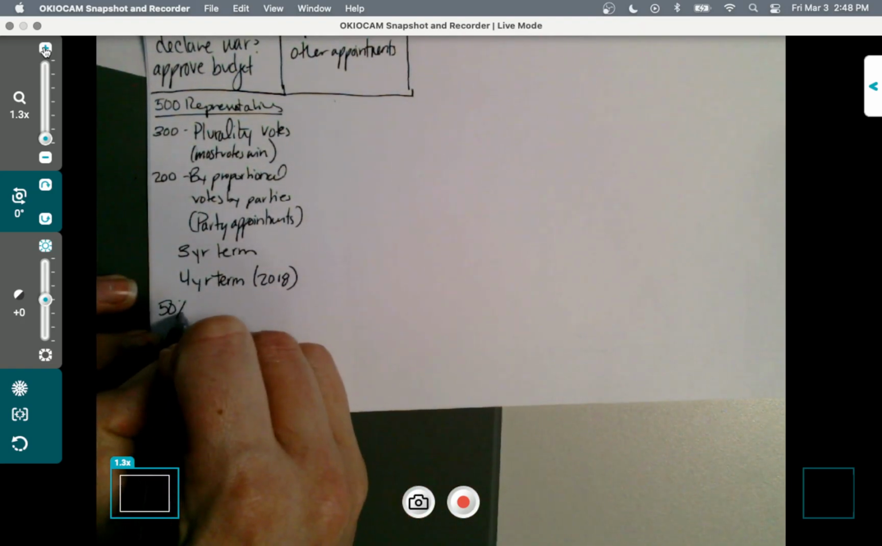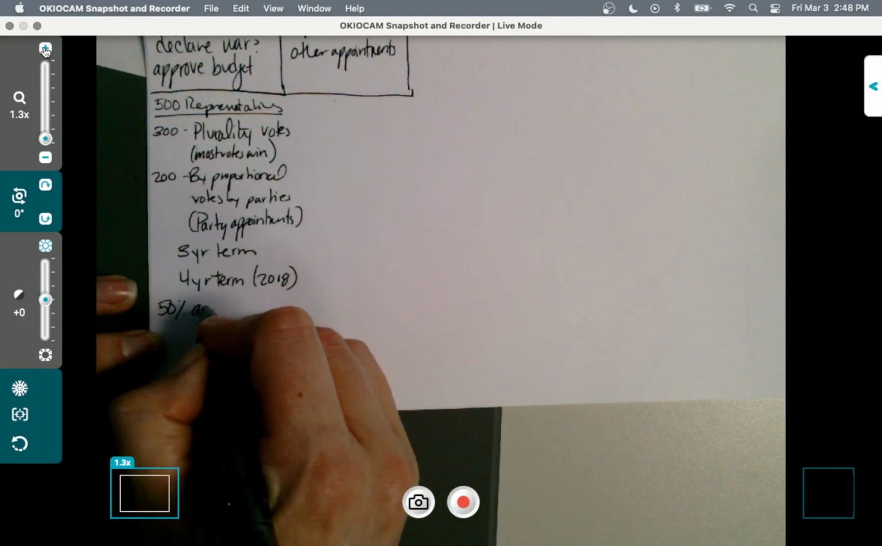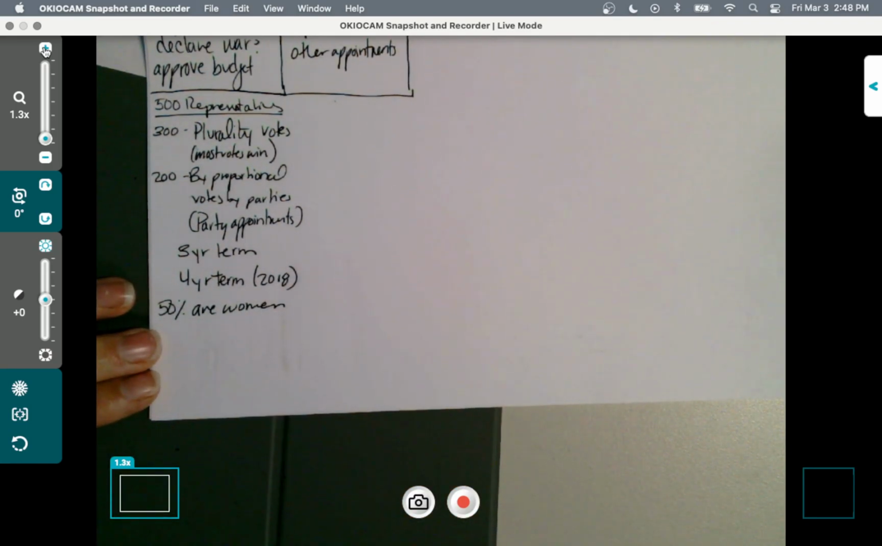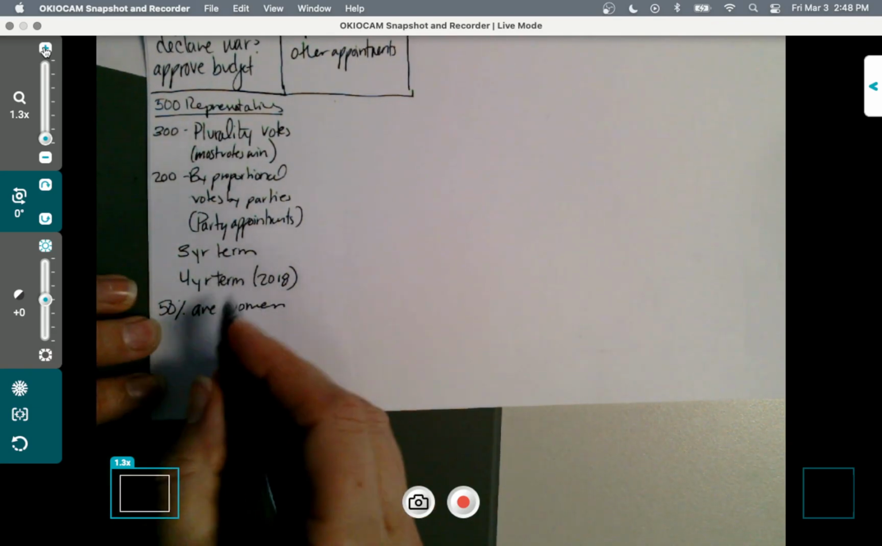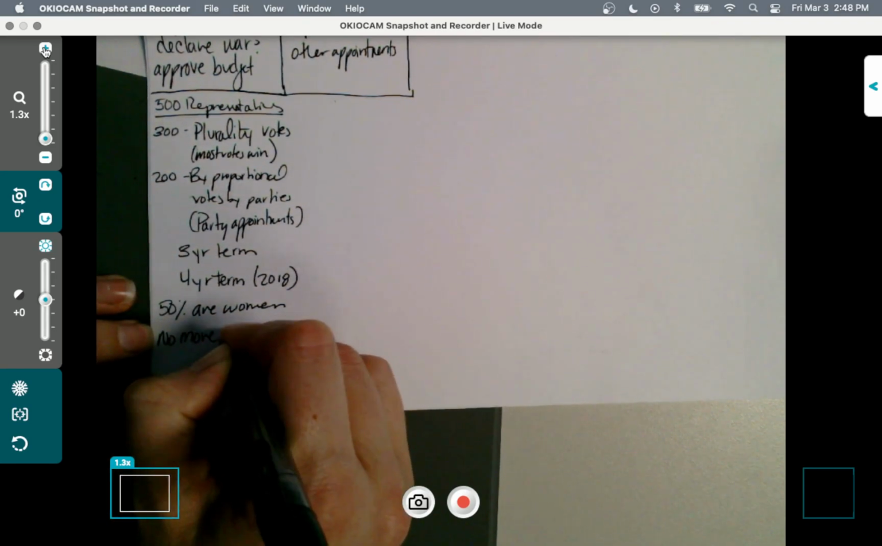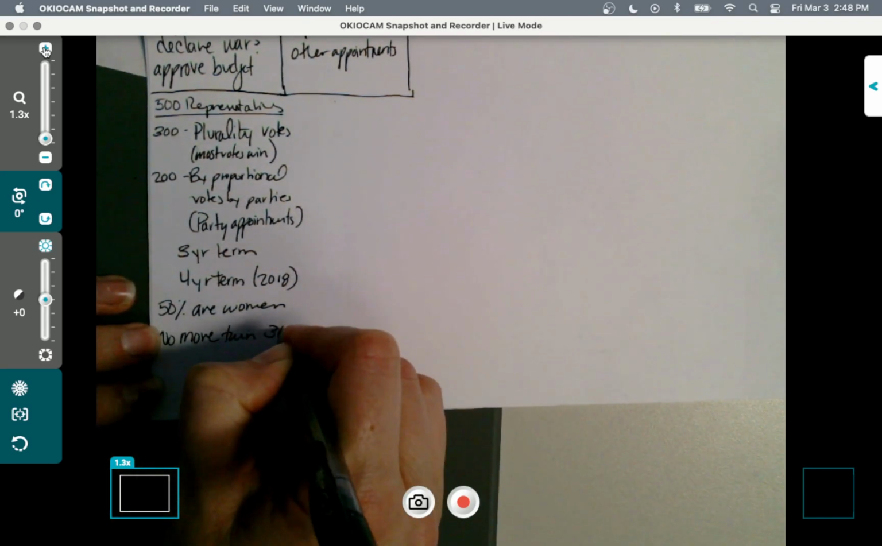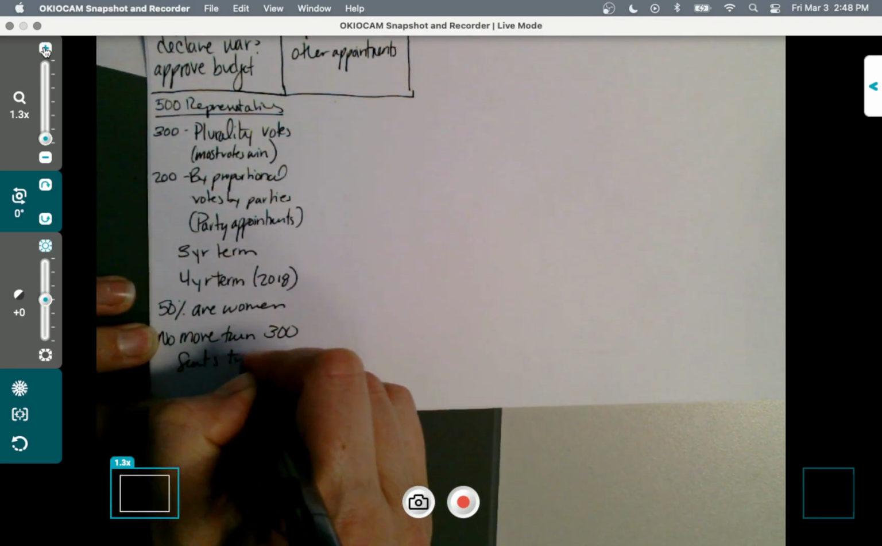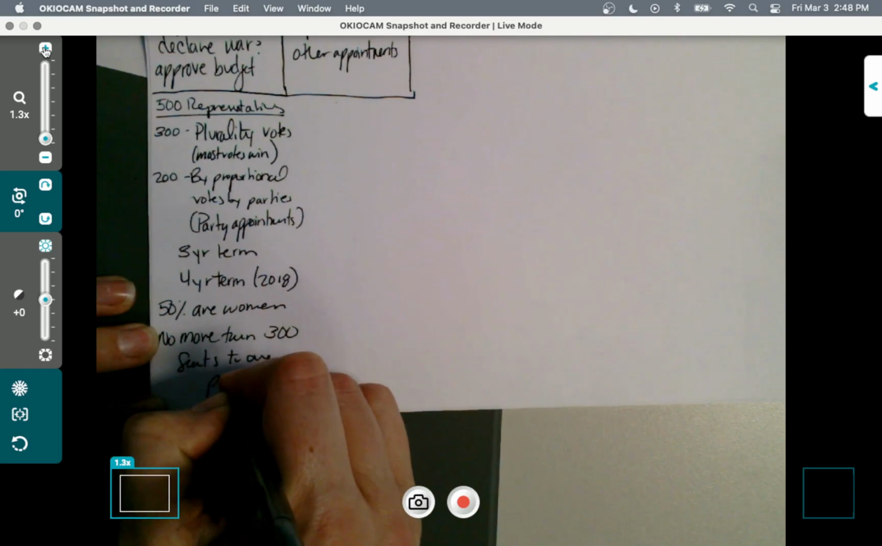50% are women. Is it because they see women as equals? No, because do we have 50% women in our Congress? No, we're at like barely under 30. Okay, the reason is gender quotas. That's why they have it. And then no more than 300 seats to one party. So they're trying to keep it diverse.